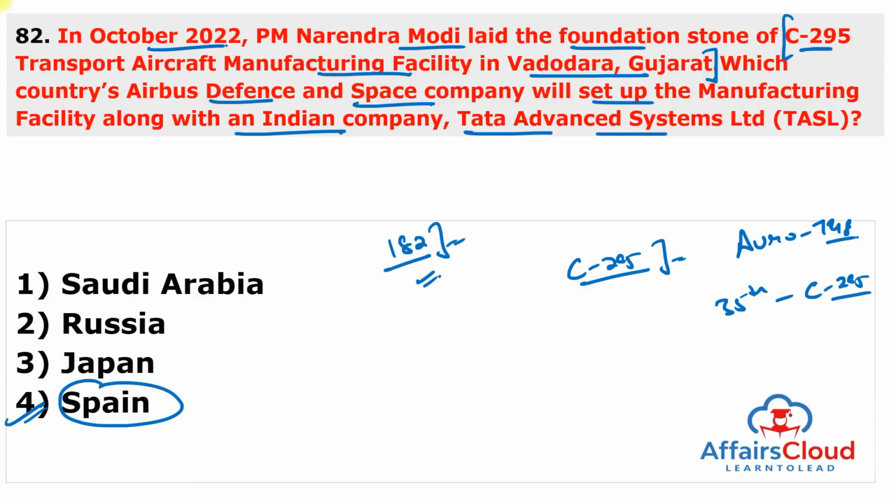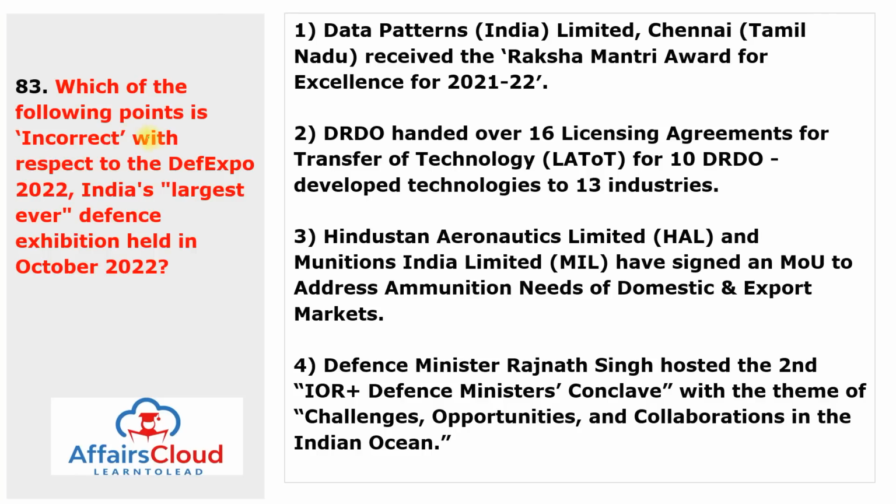Moving to the next question. Which of the following points is incorrect with respect to the Defence Expo 2022, which is India's largest ever defence exhibition held in October 2022? This is a most important question. So, the first point is Data Patterns Limited, Chennai, Tamil Nadu received the Raksha Mantri Award for Excellence for the year 2021-22. This statement is true. We have to find out the incorrect one, but this statement is true.